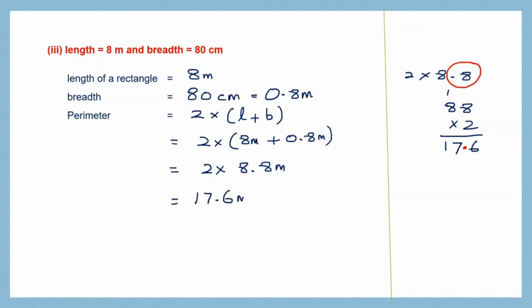17.6 meters. So this is our perimeter. Perimeter is 17.6 meters. Our final answer.